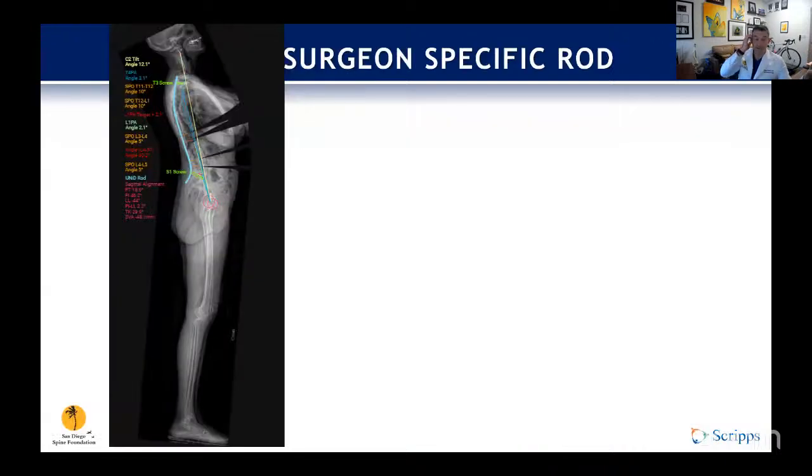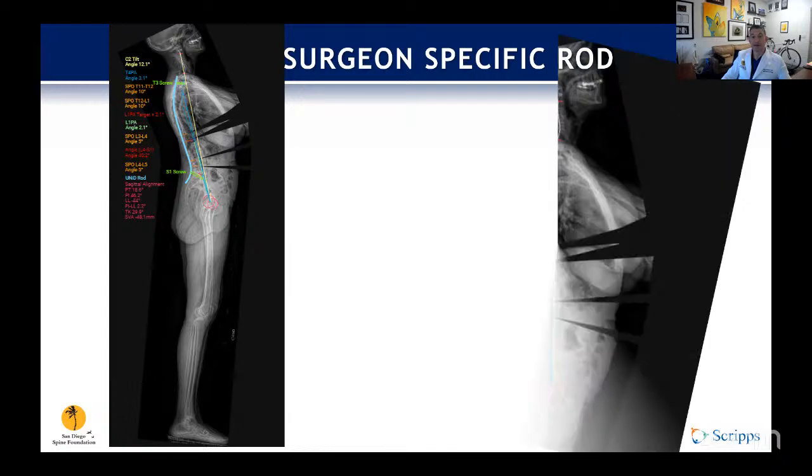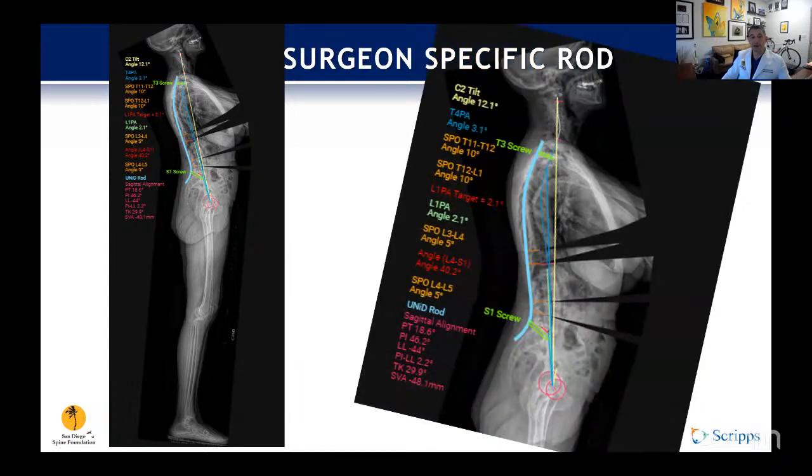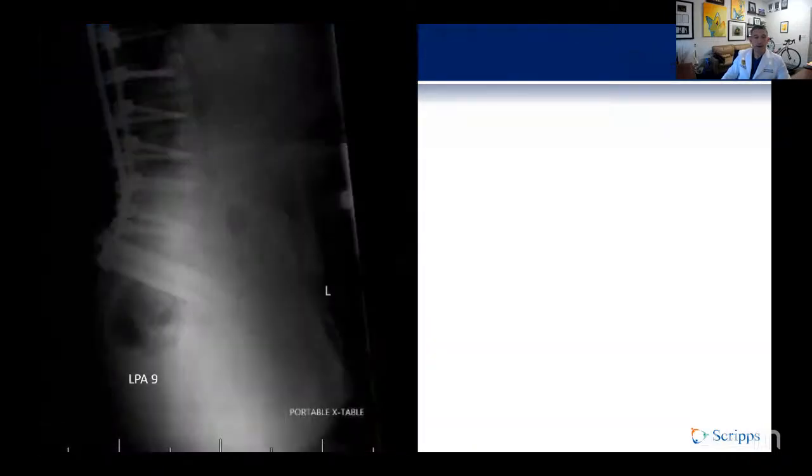You can plan this out if you use some surgeon-specific rods. You can say, hey, I need some osteotomies down low. I need an osteotomy up high. This is what he would look like if you neutralized his C2 tilt, right? We put the C2 tilt to 0, and that's what he looks like. And then go and execute it.